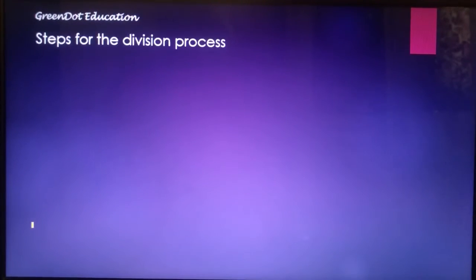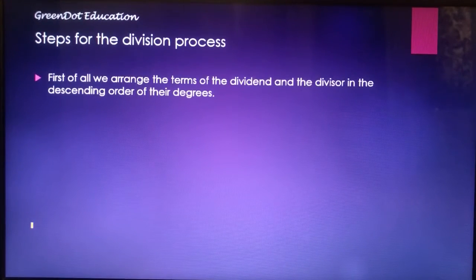So let's start. We are going to study the division process, and it would be easier to remember if we divide this process into various steps. So now let's have a look at the steps for the division process. First of all, we arrange the terms of the dividend and the divisor in the descending order of their degrees. Sometimes in questions the polynomials are not given in standard form, so we have to arrange them according to the descending order of their degrees, and that is the standard form.